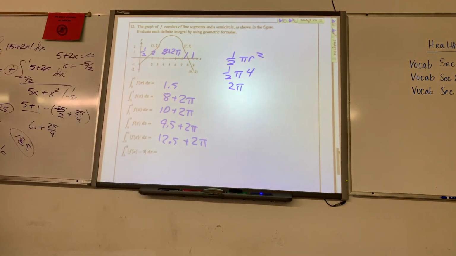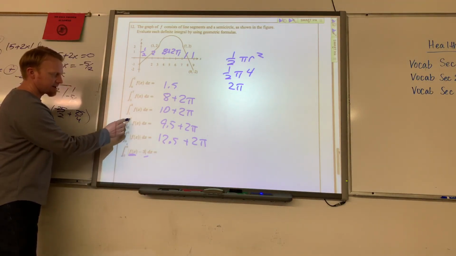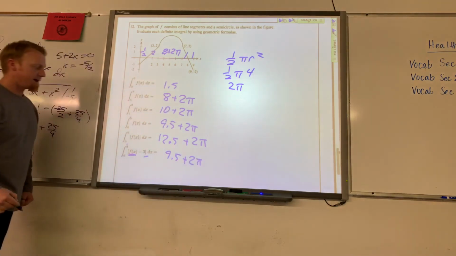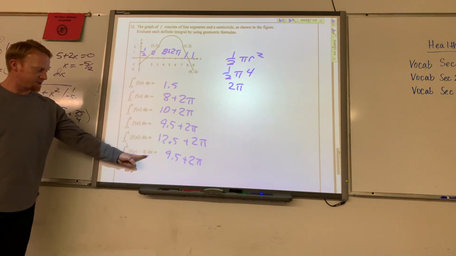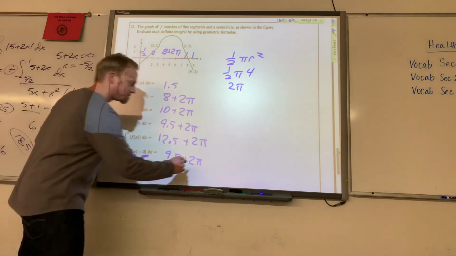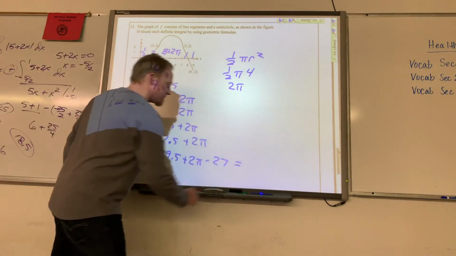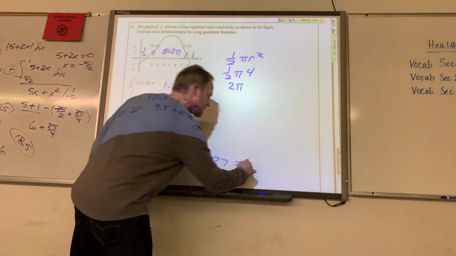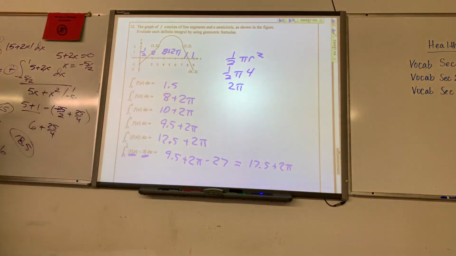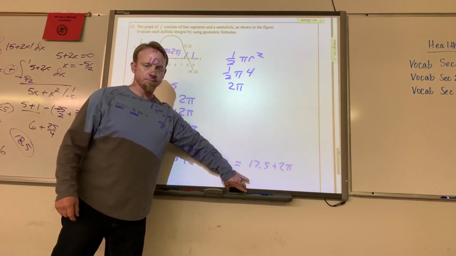And the last one, I separate it into two different ones. I already know what 0 to 9 is. 0 to 9 I said was 9.5 plus 2 pi. And then I just need to figure out what 3 is, which is going to be easy. 0 to 9 is 9, and then 9 times 3 gives me 27. So minus 27. So that means I end up with 17.5 plus 2 pi. So there are all your answers to review for quiz 11.